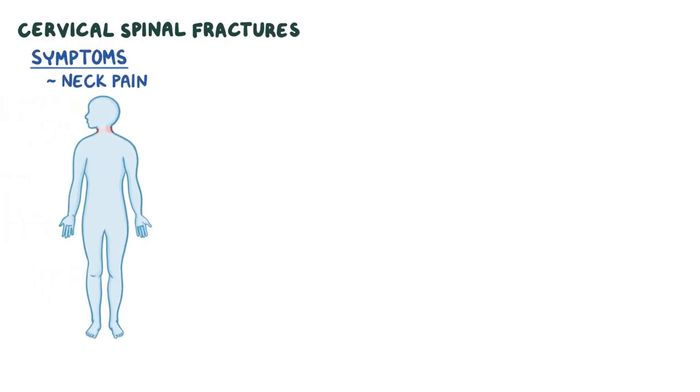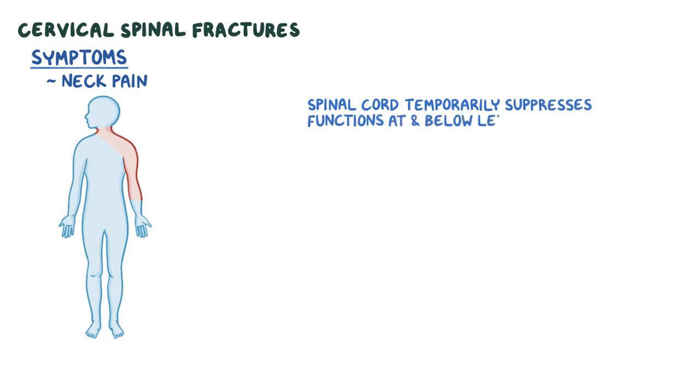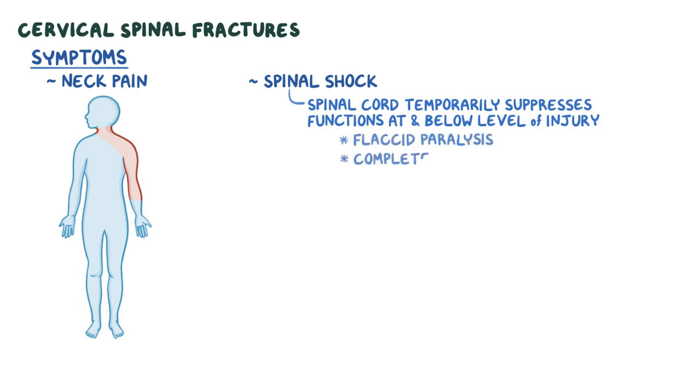Individuals with cervical spine fractures present with neck pain, which may radiate down the arm if the adjacent nerve roots are compressed. Additionally, early on in reaction to the trauma, the spinal cord temporarily suppresses all of its functions at and below the level of injury, a phenomenon called spinal shock. This includes flaccid paralysis, complete loss of sensation, bowel and bladder paralysis, and causes priapism.